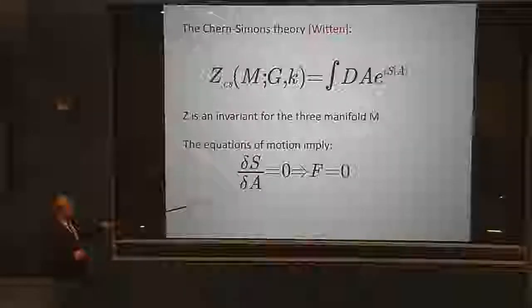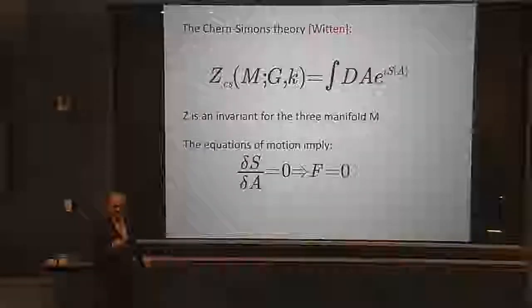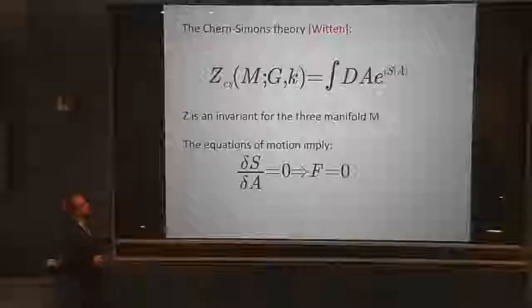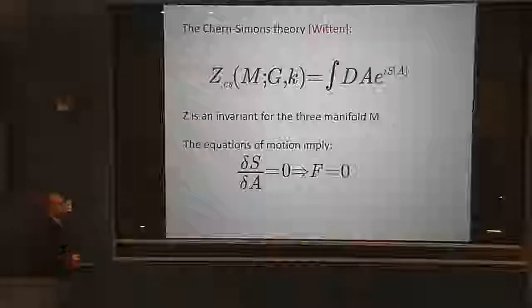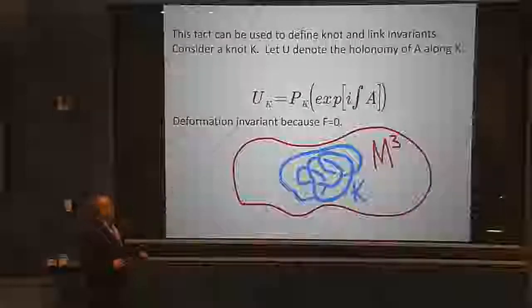The equation of motion of the action, if you vary this with respect to A, gives you F is 0. So this is flat. The classical solutions to the Chern-Simons action are flat connections. And this fact can be used to define knot and link invariants.